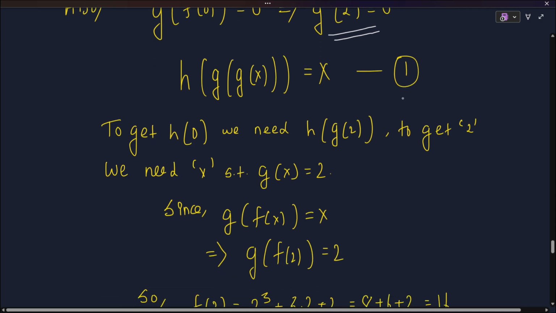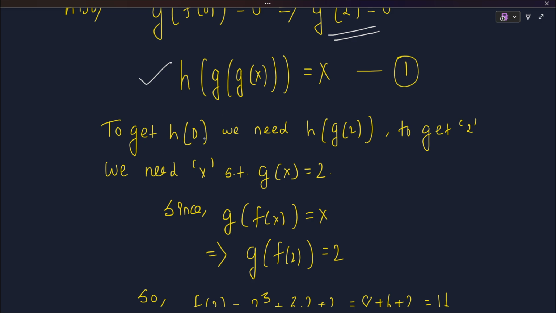And now we are trying to understand the values of h. Okay. So this is the equation given, right? To get h of 0, which is what is asked in the question, we need h of g of 2. Why? Because whatever g value of x we put, we need this g of x to be 2 so that we have g of 2 equals 0. And thus we finally have h of 0. So basically this g of something should be 0, and that is how we are going to get h of 0, right? So we need h of g of 2. To get 2, we need x such that g of x equals 2. Understand this step carefully. So g of x should be 2.